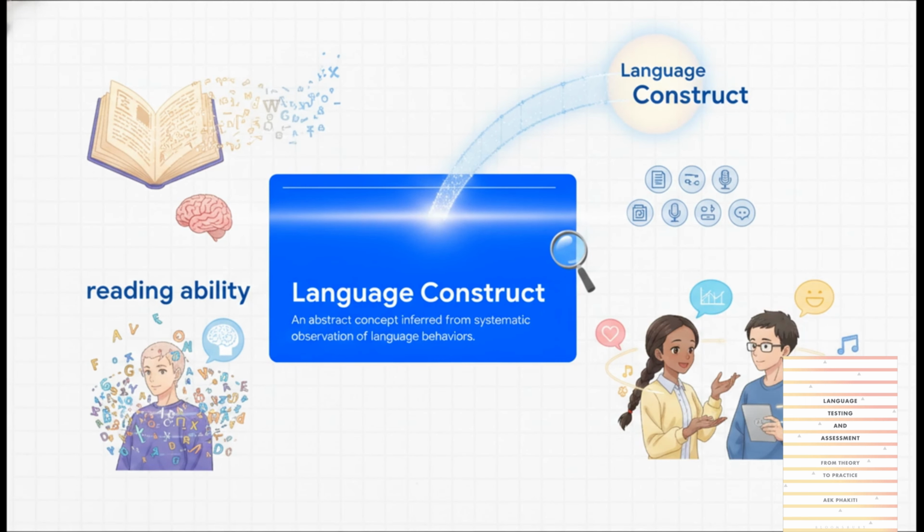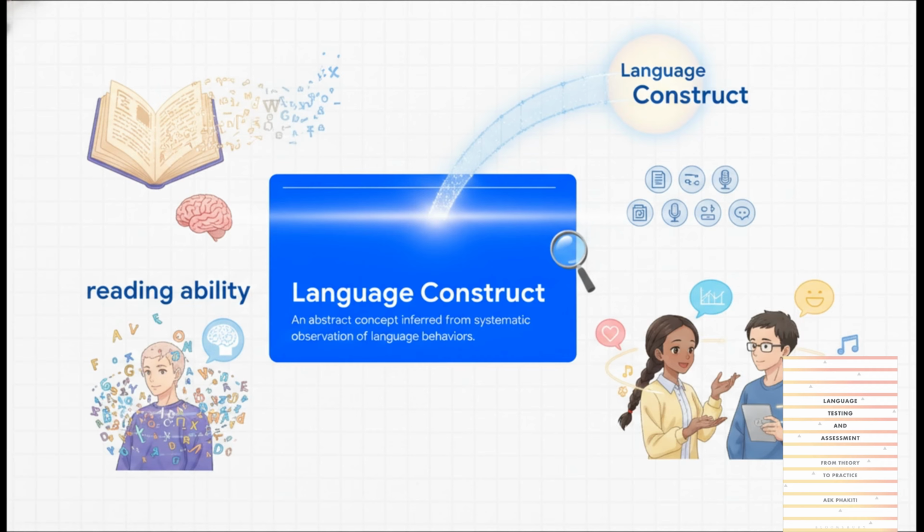Right, so according to the text, a language construct is fundamentally an abstract concept. It's something we can't directly observe. I mean, you can't physically crack open a student's head and see their reading ability or their communicative competence. We can only infer those underlying abilities by systematically observing their language behaviors and how they perform on specific tasks.